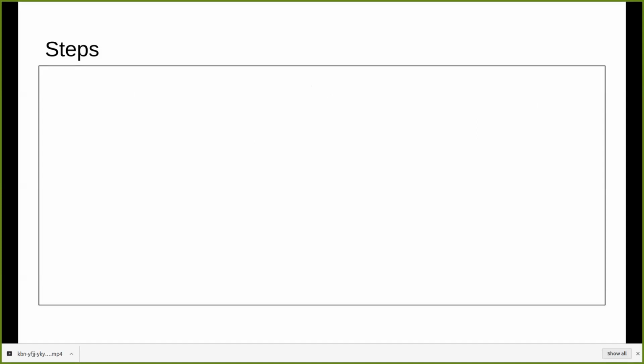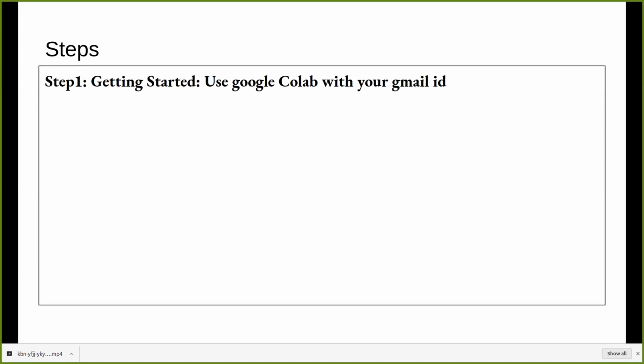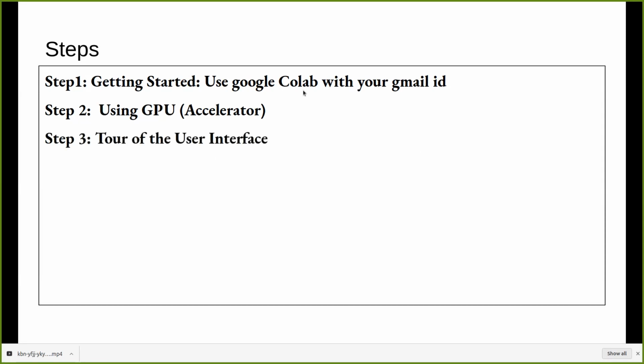So, the steps that you have to follow are: first, you have to log into Google Colab with your Gmail ID. It could be your institute's Gmail ID, then it can be used. Otherwise, your own personal email ID. Then you have to use the GPU accelerator using the GUI interface provided by Google Colaboratory. Then we will have a tour of the GUI interface.